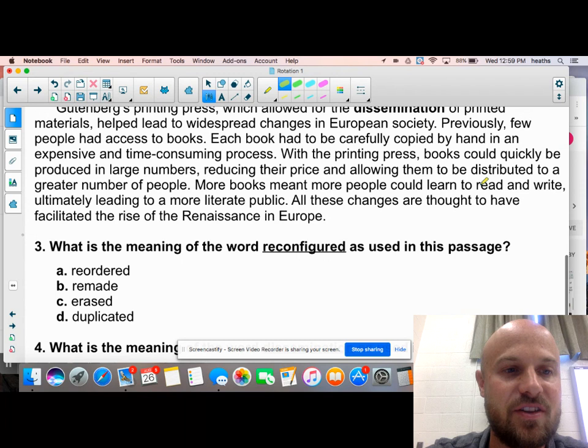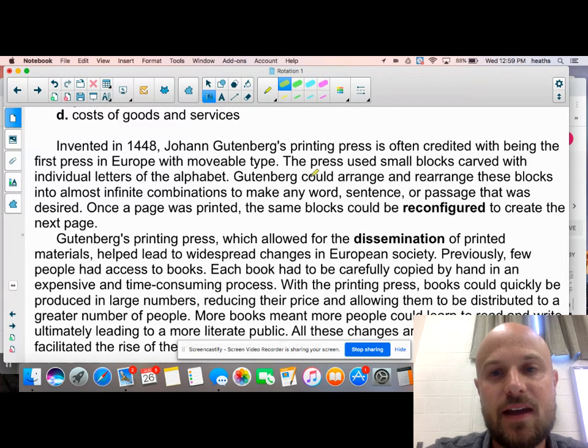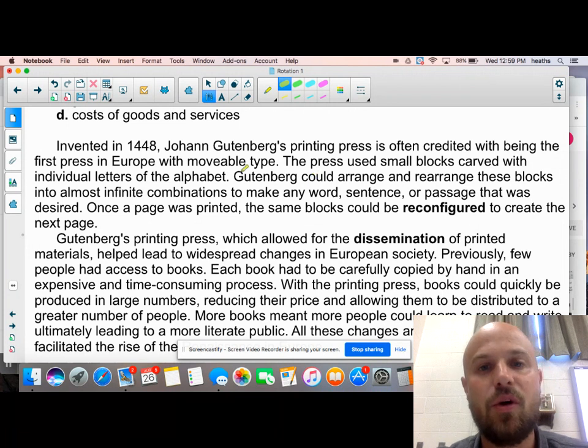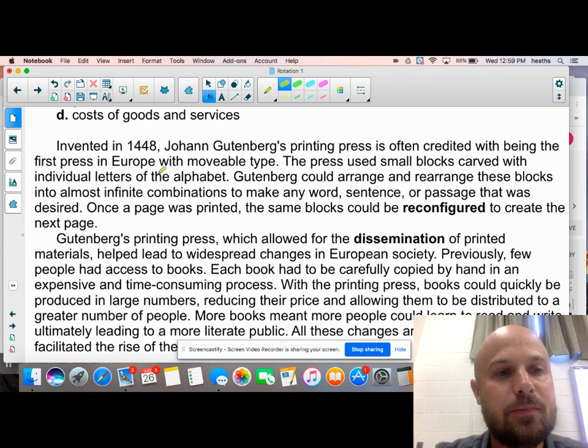Here's the actual question, though. What is the meaning of the word reconfigured? Here are our options, and let's go back up top and see if we can't find some context clues. Okay, so let's start a sentence or two before this bold word and see what we have. So the press used small blocks carved with individual letters of the alphabet. Gutenberg could arrange and rearrange these blocks into almost infinite combinations. Once a page was printed, the same blocks could be reconfigured.